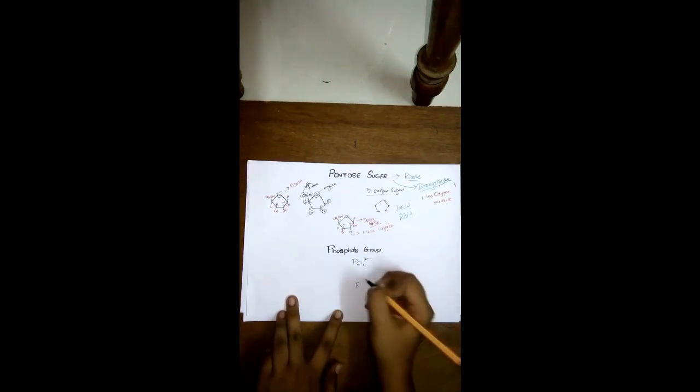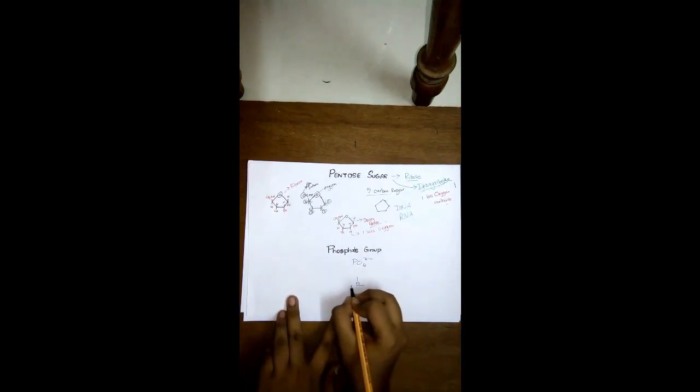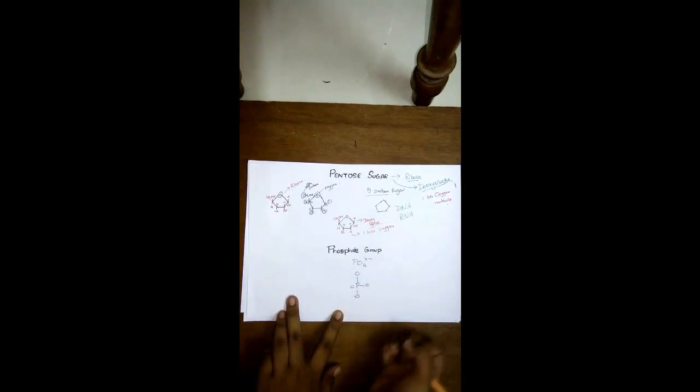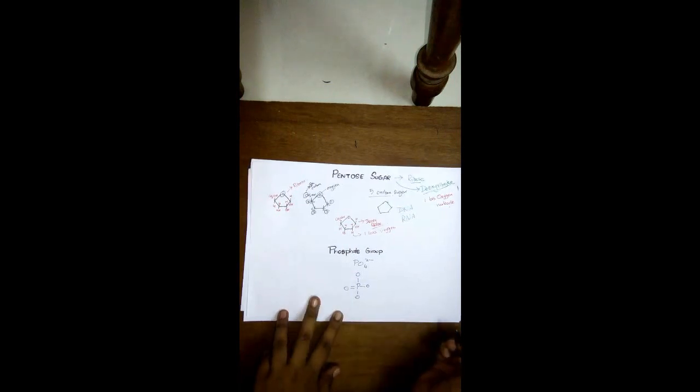Next would be your phosphate group, and the phosphate group is essentially your PO4 2 minus. And how would you draw that? You would draw a P, which is phosphorus, and your oxygen. So it has 3 oxygens single bonded to it and 1 oxygen double bonded to it, and they have 2 negative charges, which you're going to denote there.